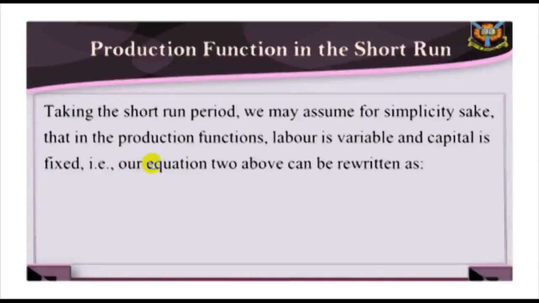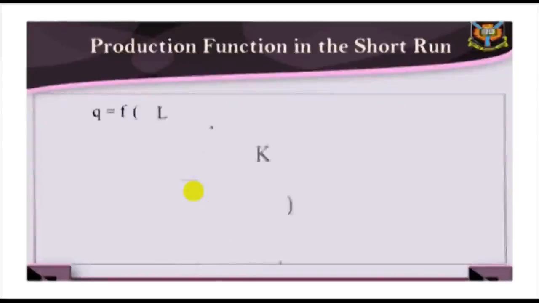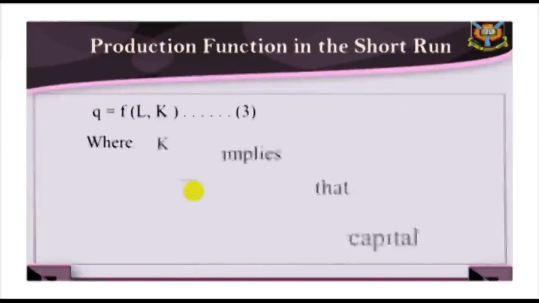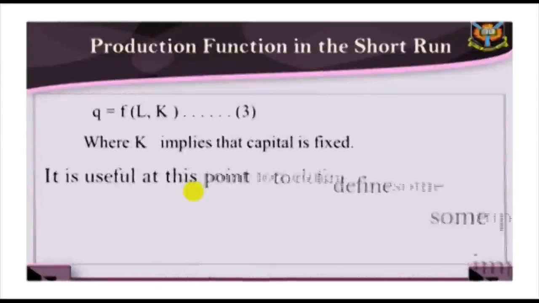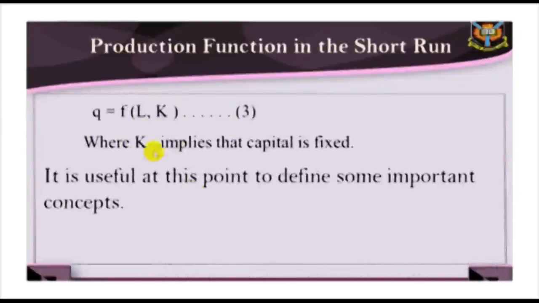This is to say our equation 2 above can be rewritten as quantity is a function of labor and capital, where K bar implies the capital is fixed. Thus, in the short run, output can only be increased by increasing the amount of variable input to a fixed input. It is useful at this point to define some important concepts.